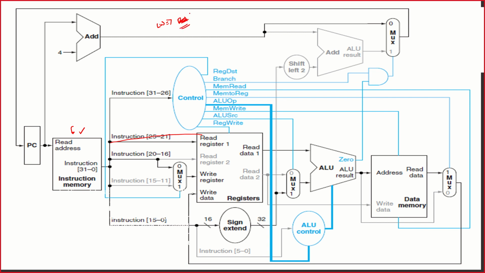I need to go with the destination register. By computing the address location, I will take that content from the address location and load it into a register. That's it. It's very simple and straightforward. So what do we need to do? We need to use this part very clearly because I'm going to write data.